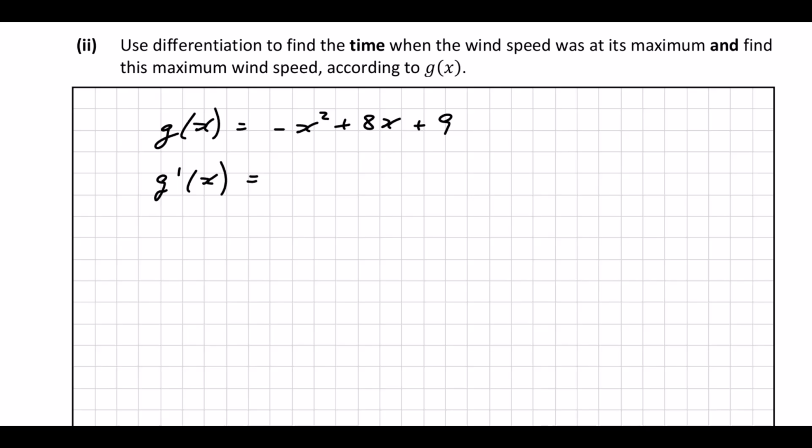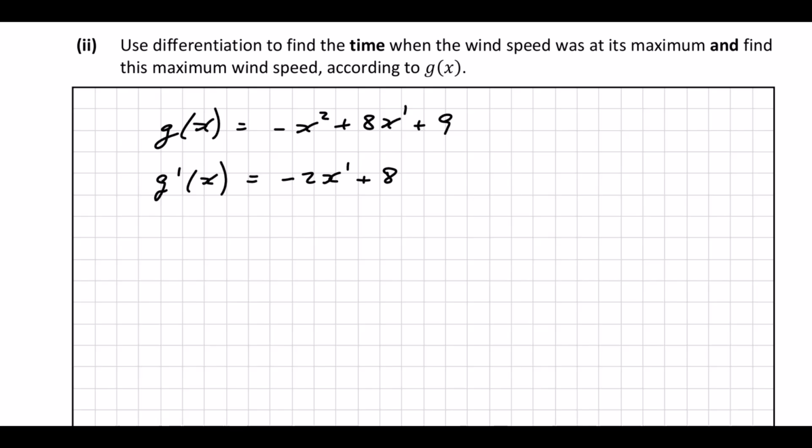So take the 2, bring it down, so you get minus 2. Write down the x, reduce the power 2 by 1, so that's power 1 there. Plus, there's a power of 1 here, so bring that down, multiply it by the 8, you'll get 8. And then x to the power of 1 less than 1, which is 0. So x to the power of 0 is just 1, so it's just 8 times 1, which is 8. Differentiate the 9, you get 0.